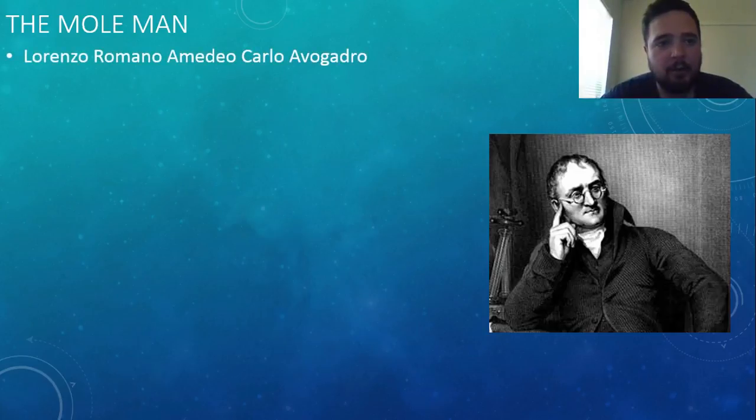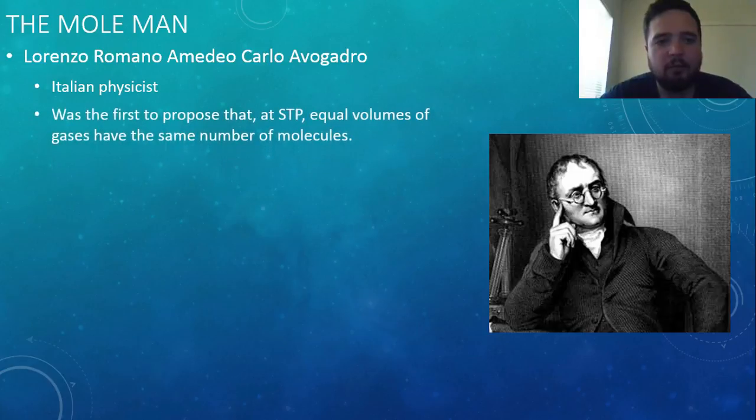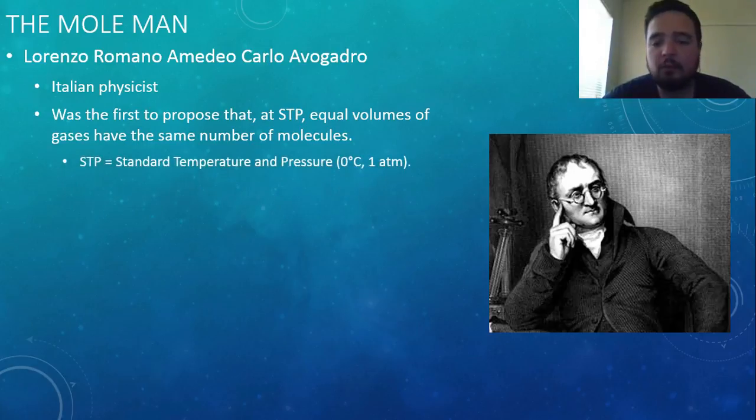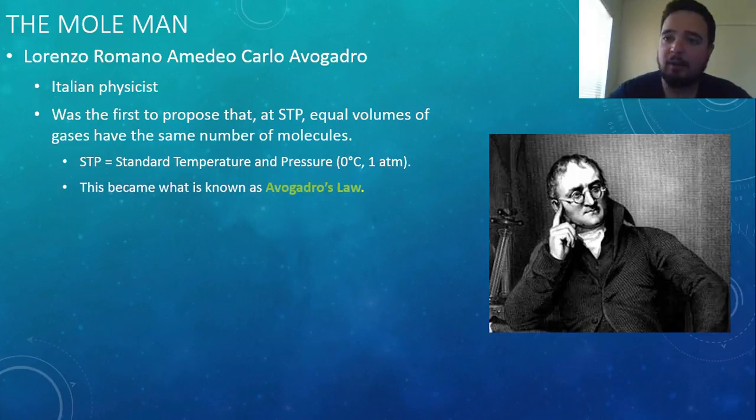His name is Lorenzo Romano Amadeo Carlo Avogadro. He was an Italian physicist. He was the first to propose that at STP, equal volumes of gases had the same number of molecules. What STP means is standard temperature and pressure, where standard temperature is 0 degrees Celsius and standard pressure is 1 atm. This became what was known as Avogadro's law.